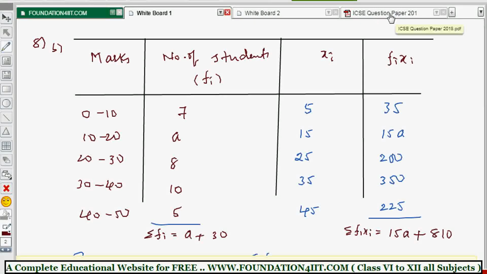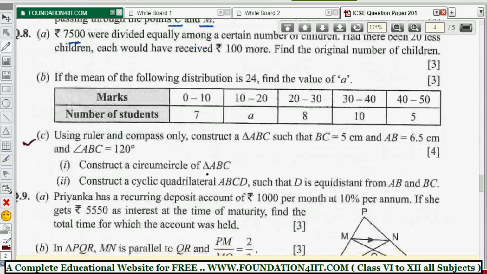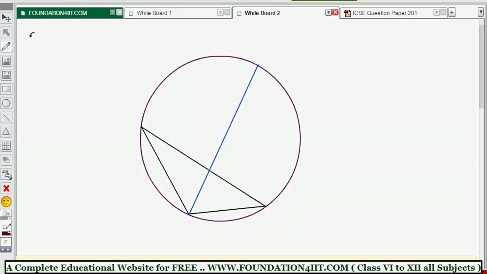Next is the construction. Using ruler and compass only, construct triangle ABC such that BC is 5, AB is 6.5, angle ABC is 120 degrees. Then construct the circumcircle. So in this channel itself, you can find the constructions. You can go through that for this question. And roughly I'll explain here. Question number 8C. Construction videos I have already done. Just go through the links in this channel and you can find them.